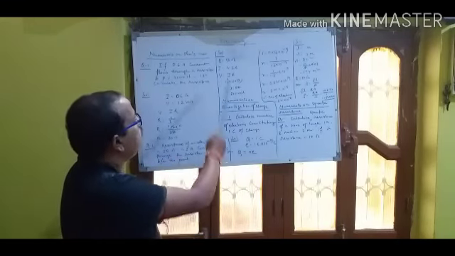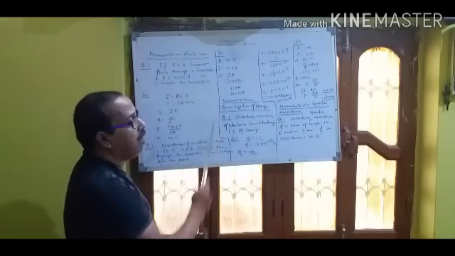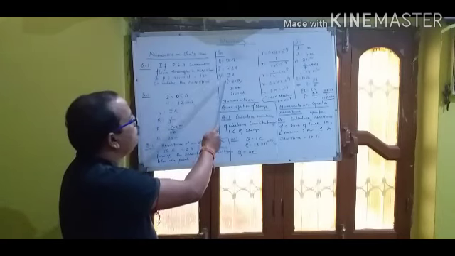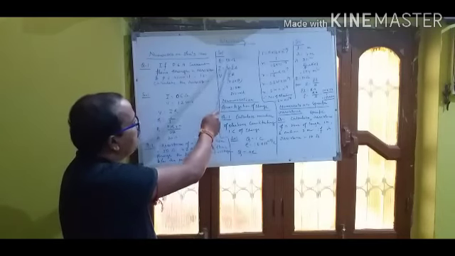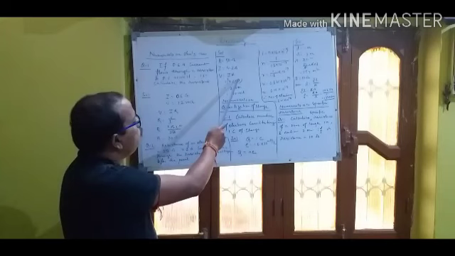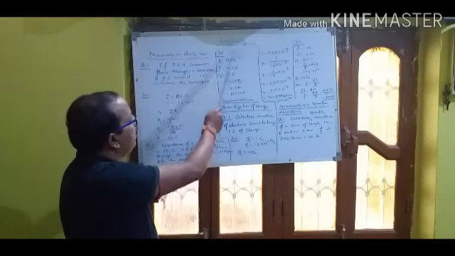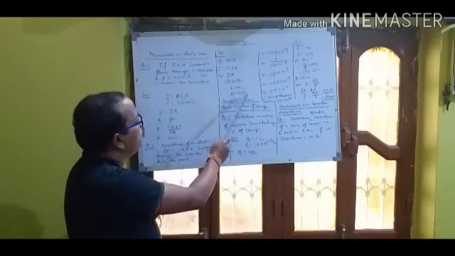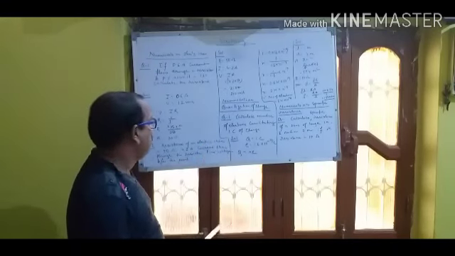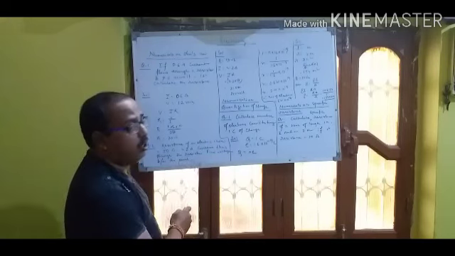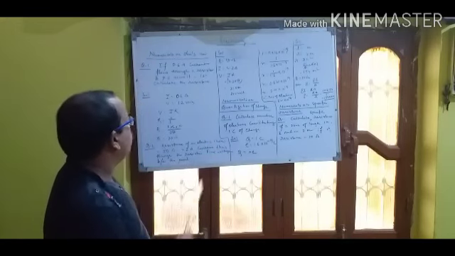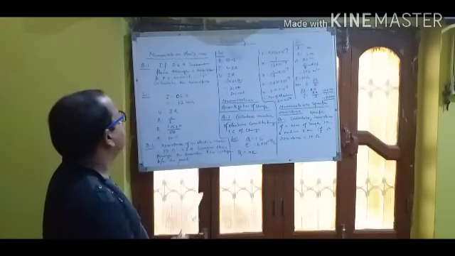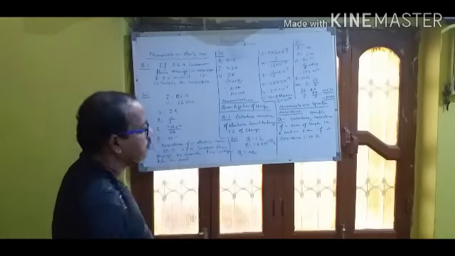Again, we are using the formula V equal to IR by Ohm's law. So V is equal to I, in the place of I you write 4.2 into, in the place of R you write 50. So 4.2 into 50, it is 210 volts. This is the voltage between the points. So these two numericals are on the basis of Ohm's law.